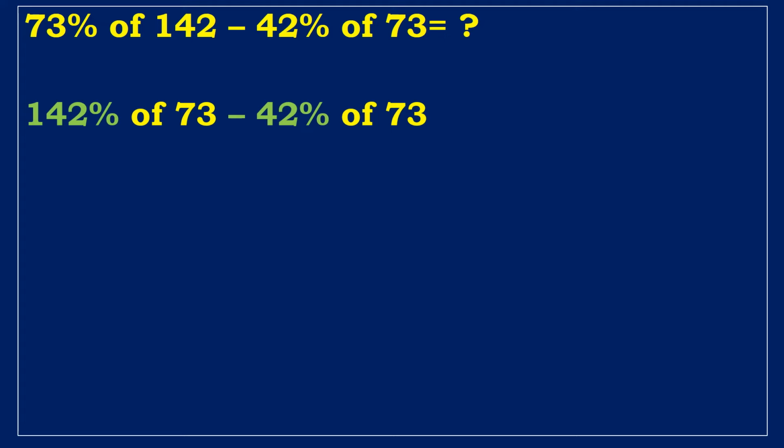It is observed that the number 73 is common. So, 142% minus 42% is 100%, or 100% of 73. We know that 100% of any number is equal to that number itself. As a result, the appropriate answer here is 73.